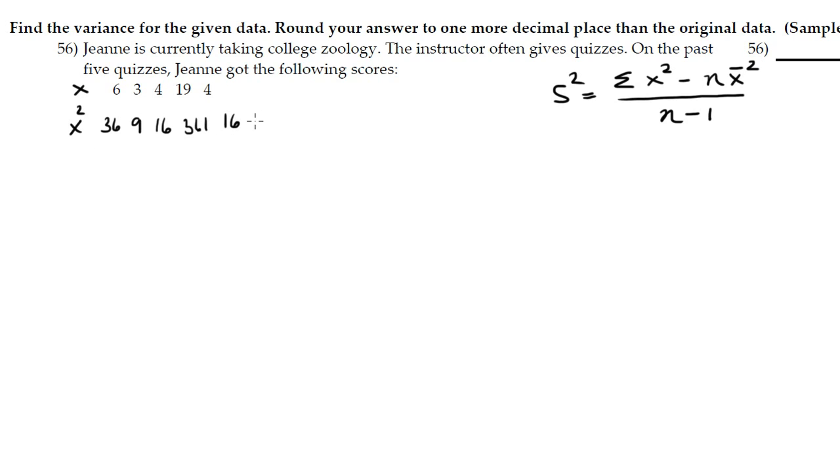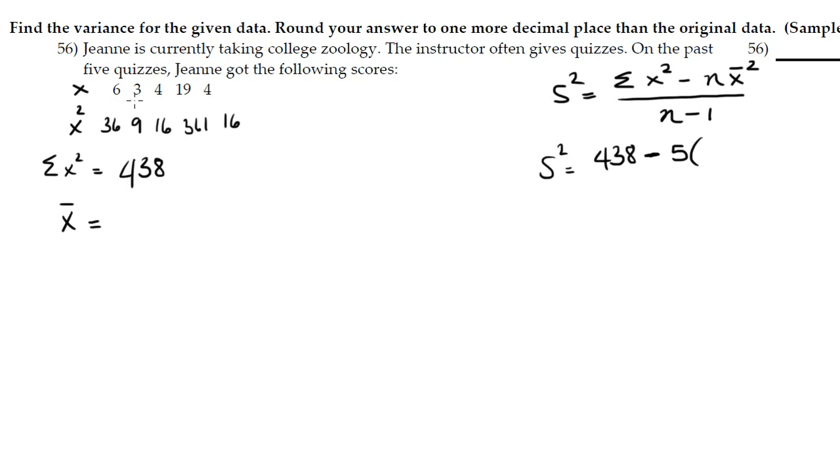If I add these up, the sum of the x squared values, 36 plus 9 plus 16 plus 16 plus 361 plus 16 is 438. So using my formula here, 438 is the sum of the x squareds. Minus how many values do I have? 1, 2, 3, 4, 5. Times the mean squared. The mean of these values.